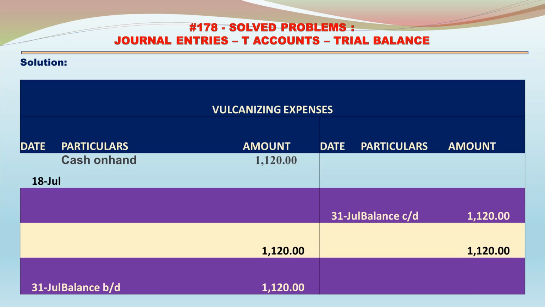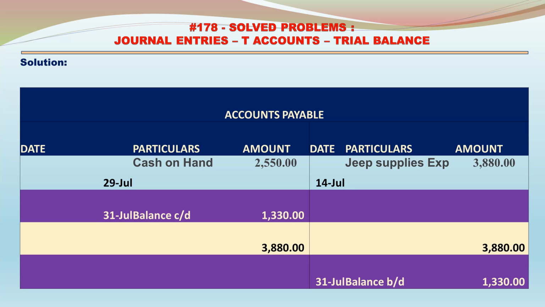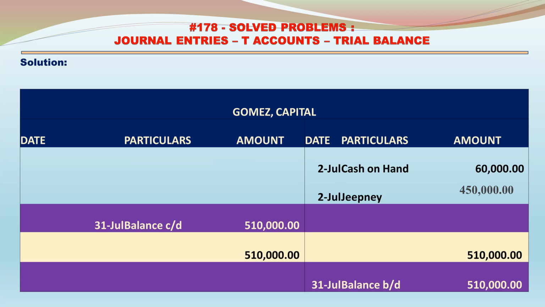Accounts payable on the credit side, Jeep supplies expense 14th July 3,880, on the debit side 29th July cash on hand 2,550, balance carried down 1,330, balance brought down 1,330 credit in accounts payable account. Gomez Capital on the credit side, 2nd July cash on hand 60,000, 2nd July Jeepney 450,000, total 510,000, balance brought down 510,000 credit in Gomez Capital account.